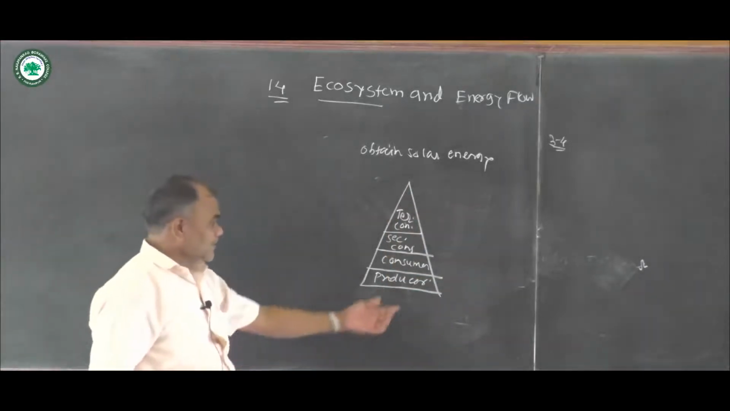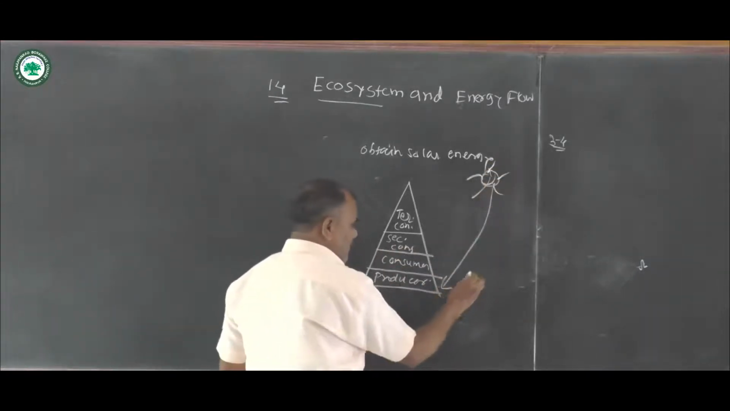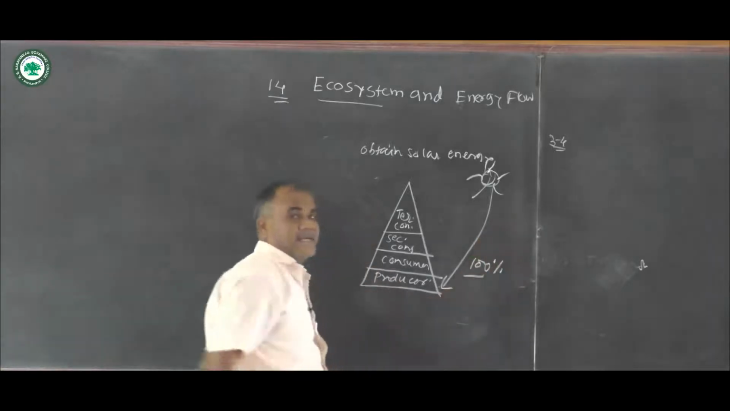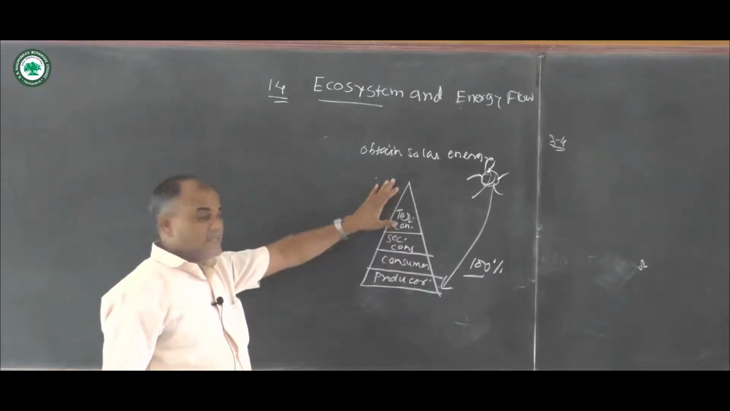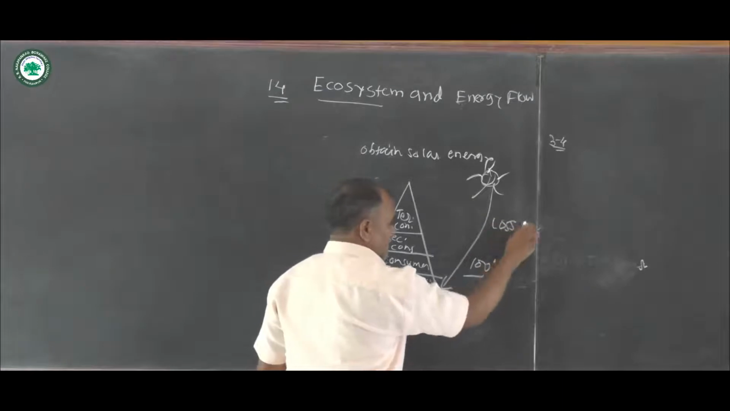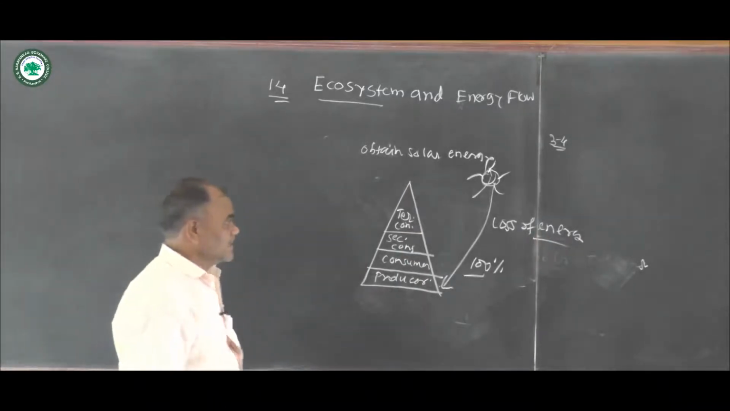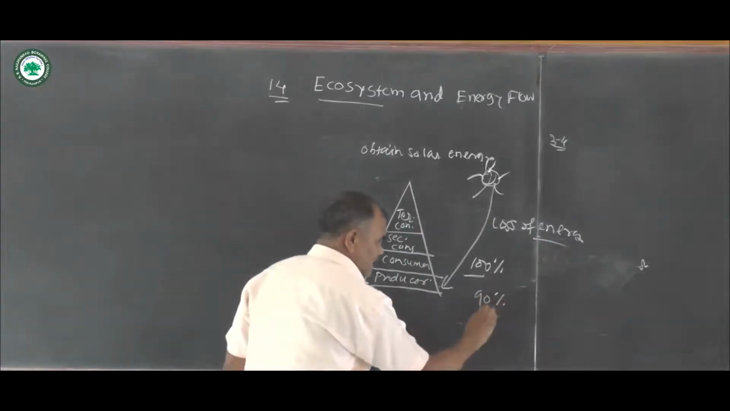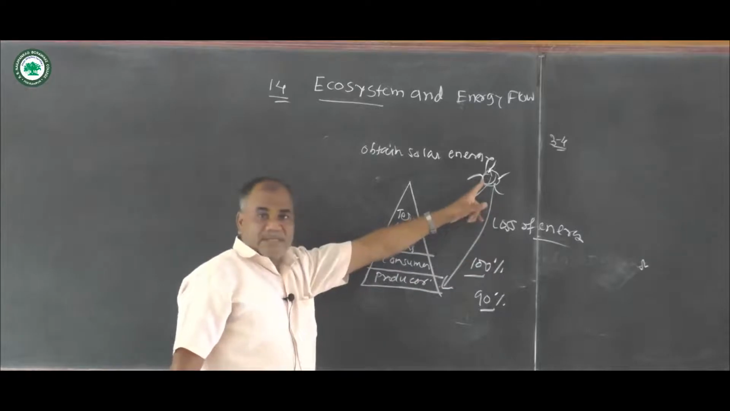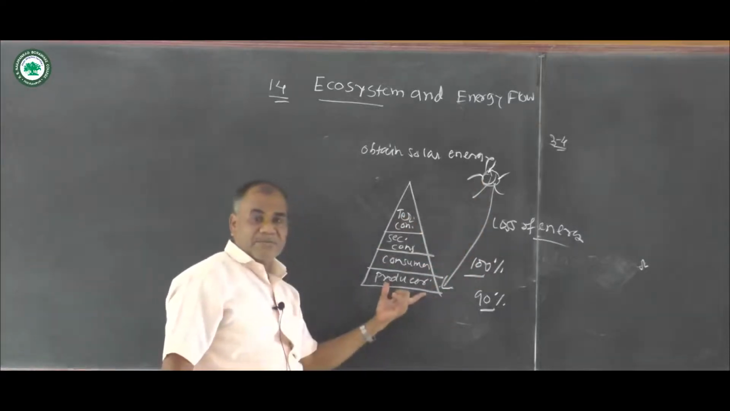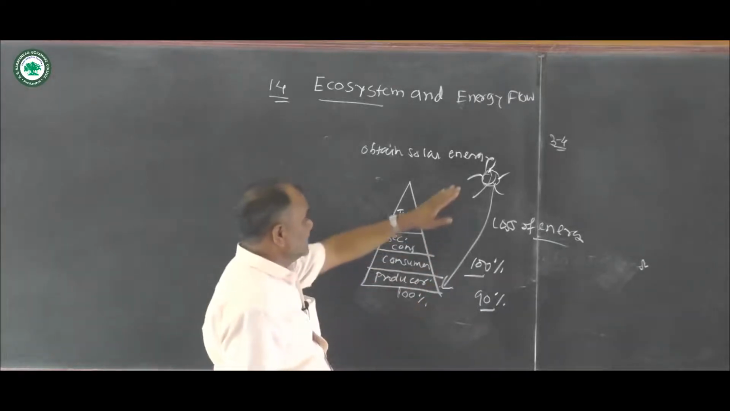When solar light falls on the producer, the plant, about 100% of the light falls on the plants. After the trapping of this 100% sunlight, loss of energy occurs at each successive level. How much energy is lost in each successive level? About 90% of the energy is lost at each successive level. Suppose the plant traps near about 100% energy from the sunlight, but 90% of the energy gets lost.